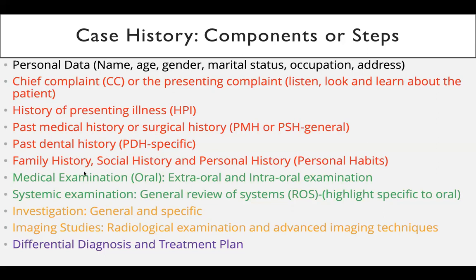And then there is family history, social history, and personal history, which should not be ignored. For example, he has a family history of hemophilia, a blood disorder, and he is sitting on your chair, and you take his tooth out, and then he is bleeding. Why is the bleeding not stopping? Oh, I forgot to tell you, I have hemophilia. Then you are in trouble.